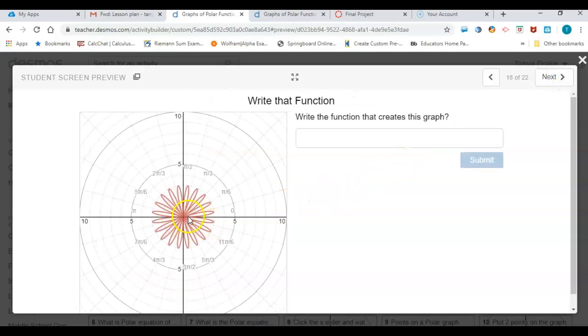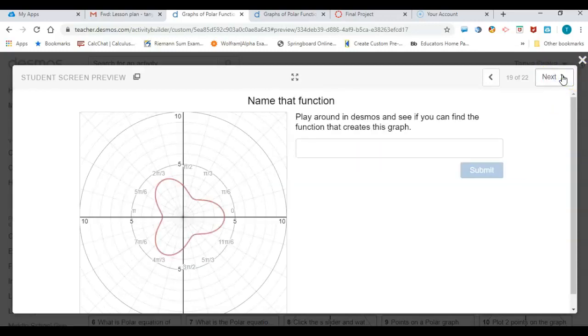And then we have this one. A lot of petals, and I'm not quite sure what's happening, but hopefully my students will look at that and be curious enough to try to figure out how this graph is created. And then next it says name this function. Play around with Desmos and see if you can find a function that creates this graph. It's interesting. And we've seen those little spinners that look like this, so hopefully we get a lot of conversation out of this.